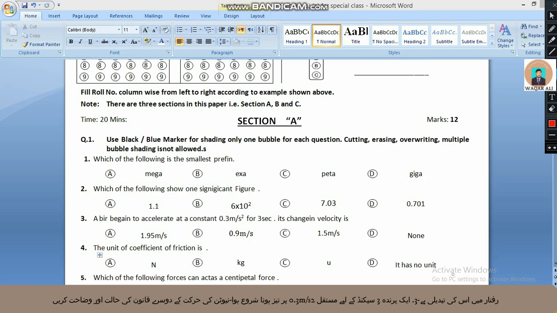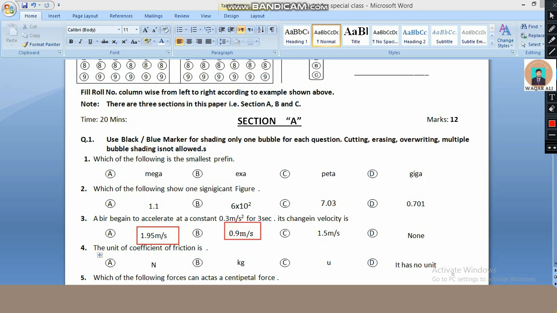3. A body begins to accelerate at a constant 0.3 meters per square second for 3 seconds. Its final velocity is A. 1.95 meters per second, B. 0.9 meters per second, C. 1.5 meters per second, D. None. 4. The unit of coefficient of friction is A. N, B. kilogram, C. J, D. It has no unit.